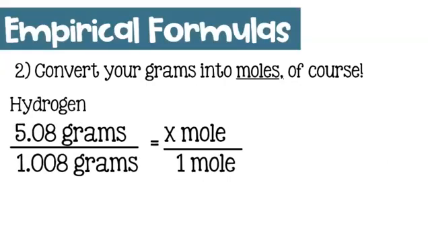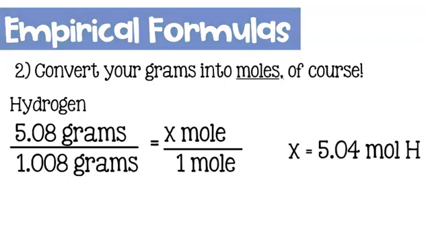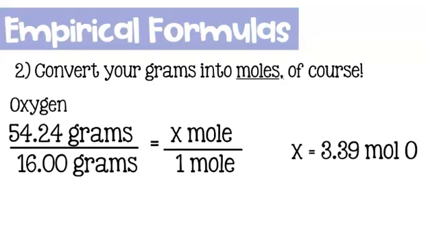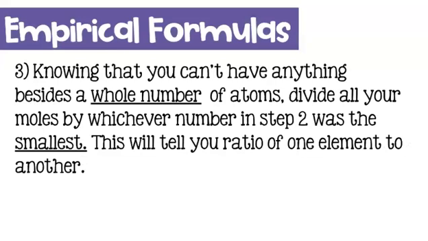We're going to repeat this process for all elements. So hydrogen would be 5.08 divided by 1.008, which is 5.04. And oxygen would be 54.24 divided by 16, which is 3.39. Keep in mind, you can't have anything besides a whole number of atoms. That means we need to divide all of our moles by whichever number was the smallest to get an accurate ratio of one element to another.